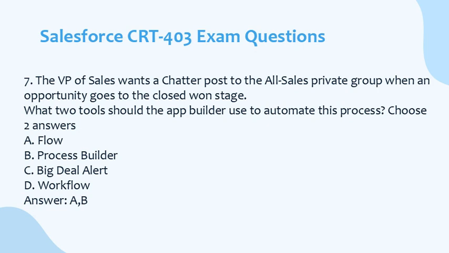7. The VP of Sales wants a chatter post to the All Sales private group when an opportunity goes to the closed won stage. What 2 tools should the app builder use to automate this process? Choose 2 answers. A. Flow. B. Process builder. C. Big deal alert. D. Workflow. Answer: A, B.